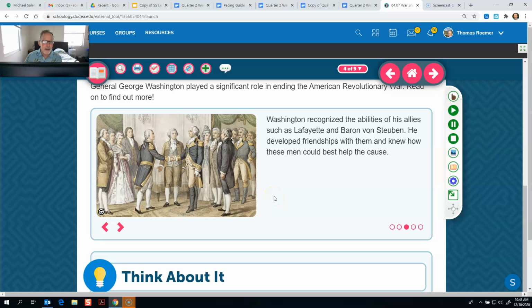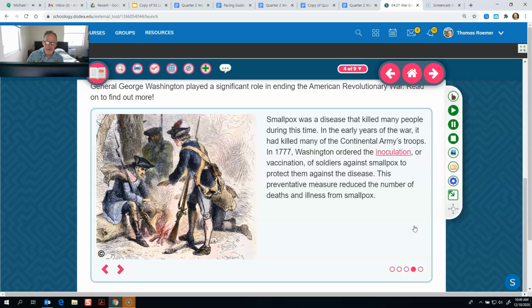He recognized the abilities of Lafayette and Baron von Steuben. He developed friendships with these men, and then they could help each other. They were allies from different countries, and Washington was not only a good leader with his troops, but he was also a good leader because he got along with foreign allies as well. That helps, to have friends.